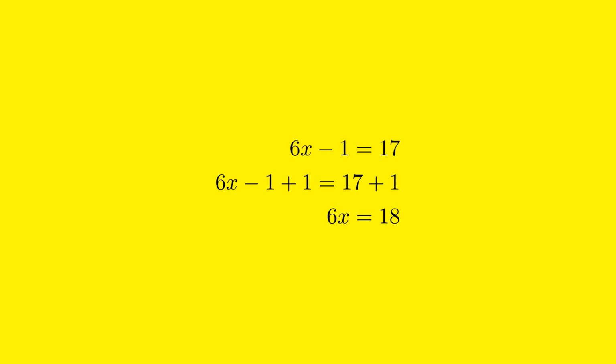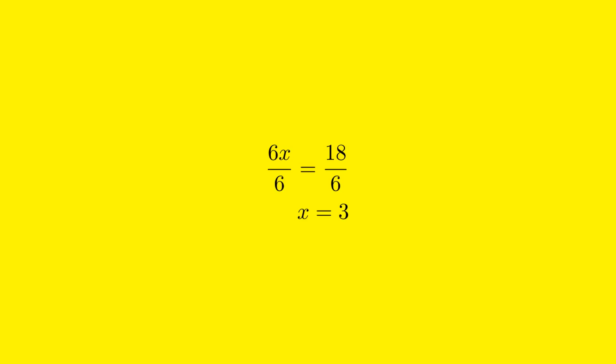The original equation is 6x minus 1 equals 17. When we add 1 to both sides, the equation becomes 6x minus 1 plus 1 equals 17 plus 1. The minus 1 and plus 1 on the left side cancel each other out, leaving just 6x. So the new equation is 6x equals 18. In this step, we have successfully removed the minus 1 and simplified the equation to 6x equals 18.